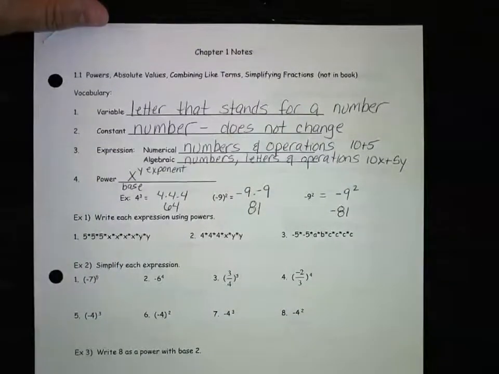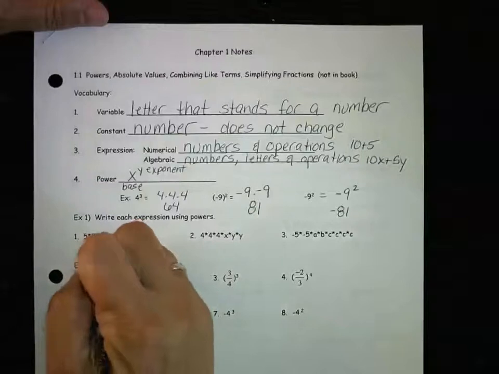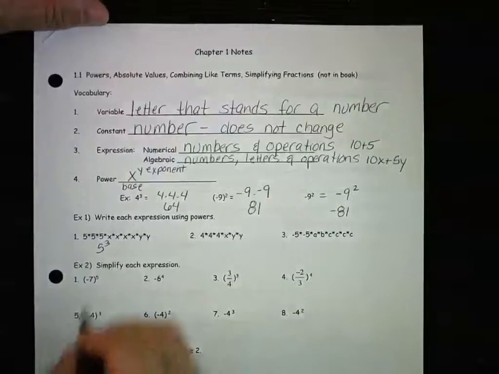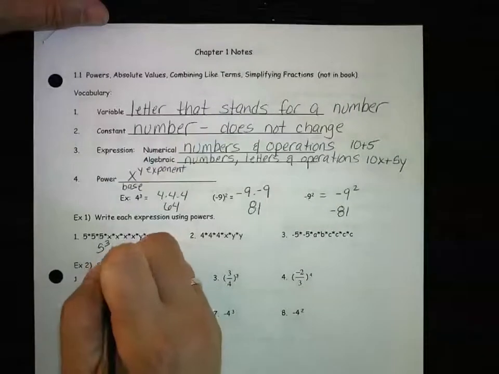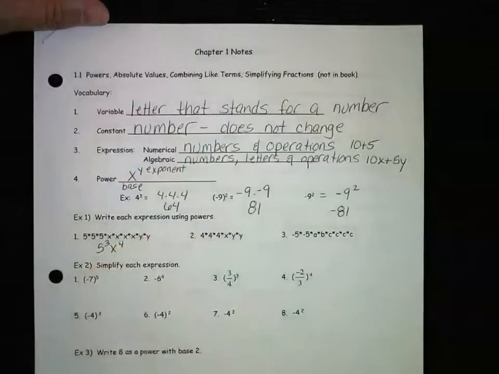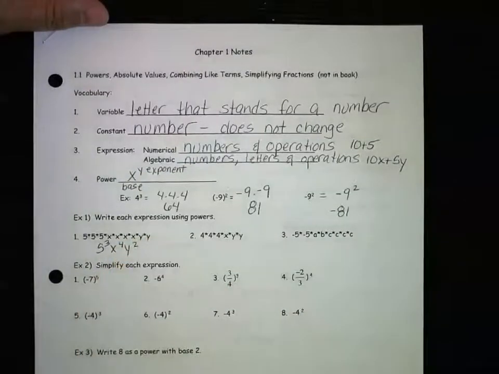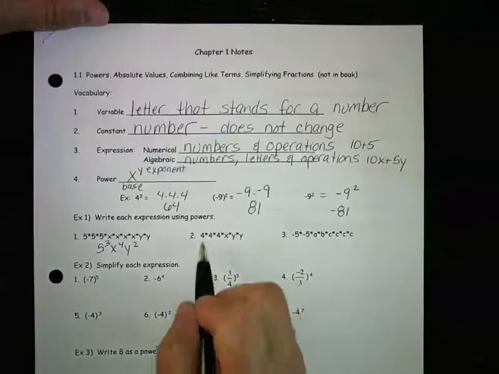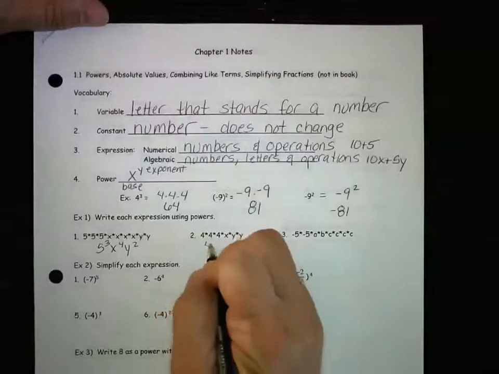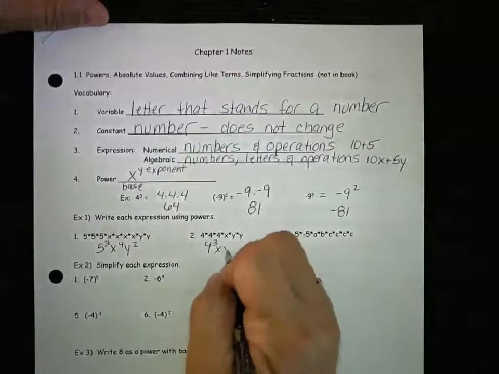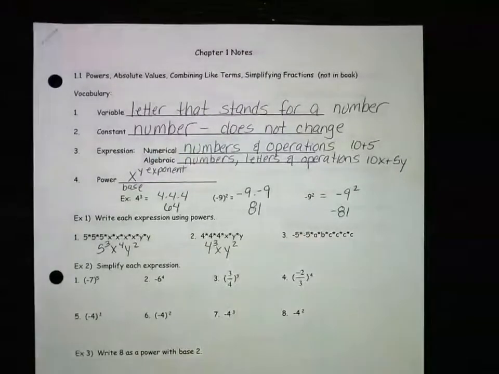Example 1 asks us to write these using powers. There are 3 5s, so that would be 5 to the third power. There are 4 x's, so that would be x to the fourth. And there are 2 y's, so that would be y to the second. In the second example, there are 3 4's, so that will be 4 to the third. There's 1 x, and then 2 y's, so that becomes y squared.